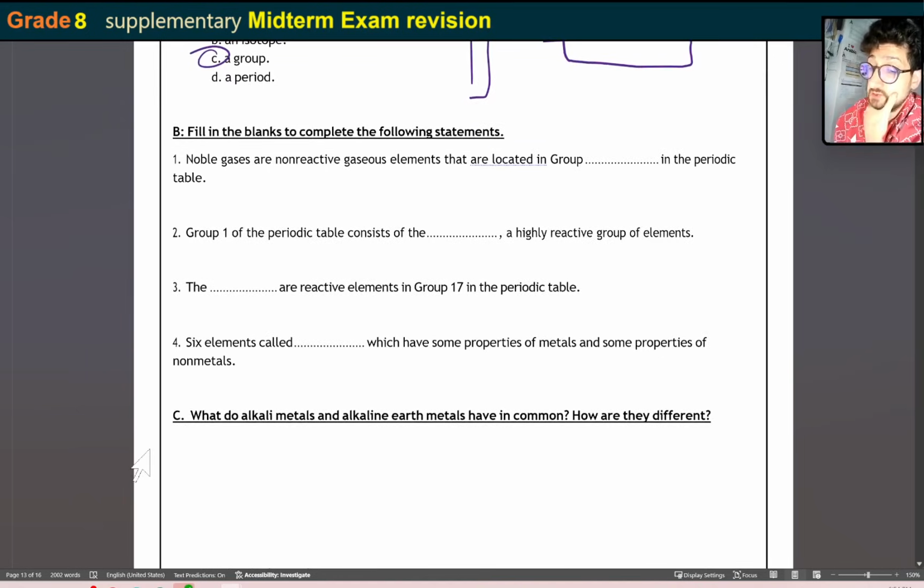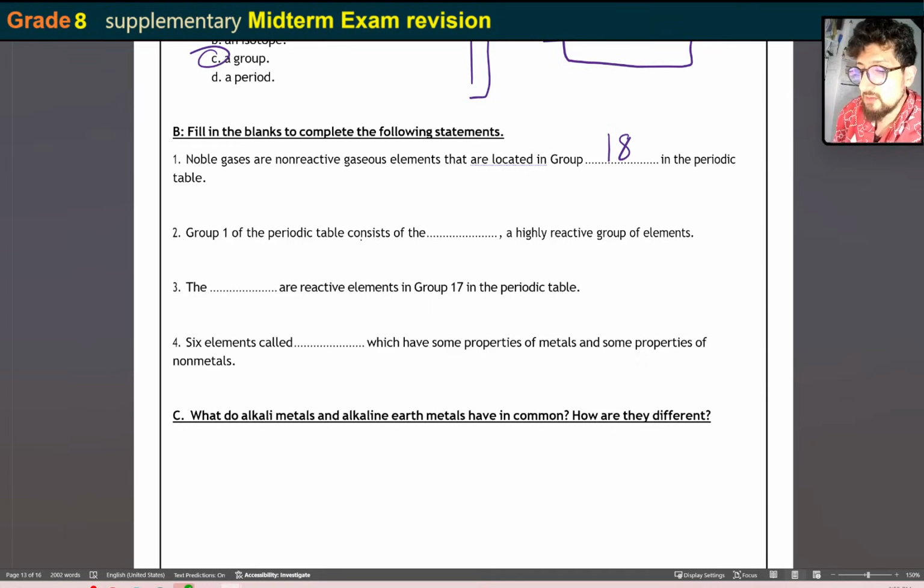Noble gases are non-reactive gaseous elements that are located in group 18 of the periodic table. Now, if you say group 8, that's also kind of acceptable. In the test or in the exam, hopefully there will be some choices in this sort of question. So if you don't see 18 and you see 8, then pick 8. But essentially they're the same thing. The reason we say 8 is because we're not counting the transition metals in the middle. But sometimes they count them, and then it becomes group 18. So 8, 18, same thing.